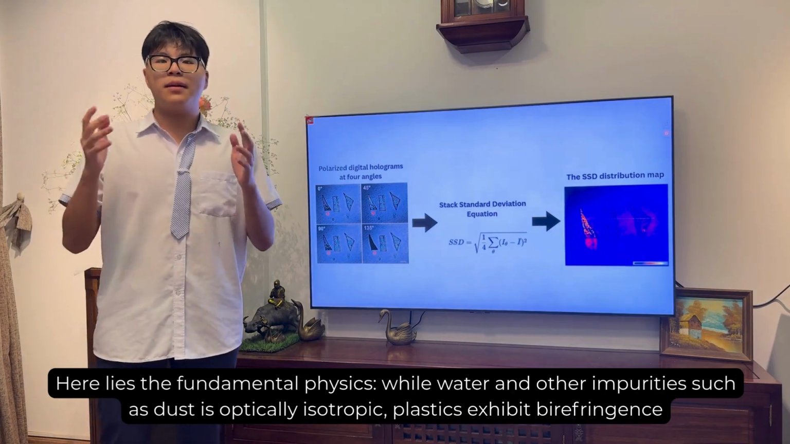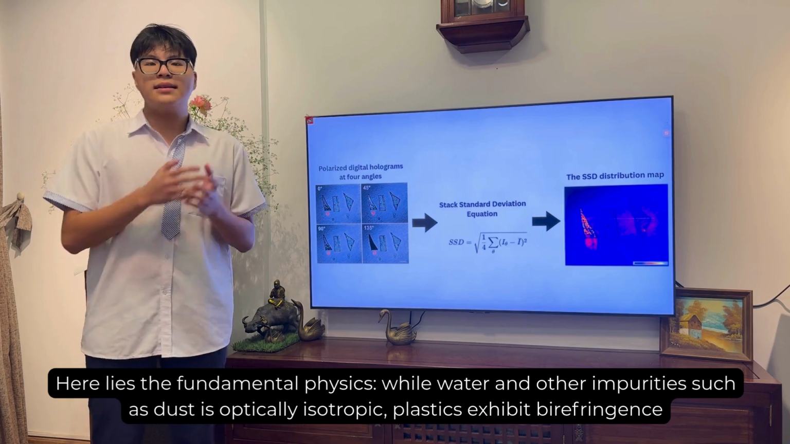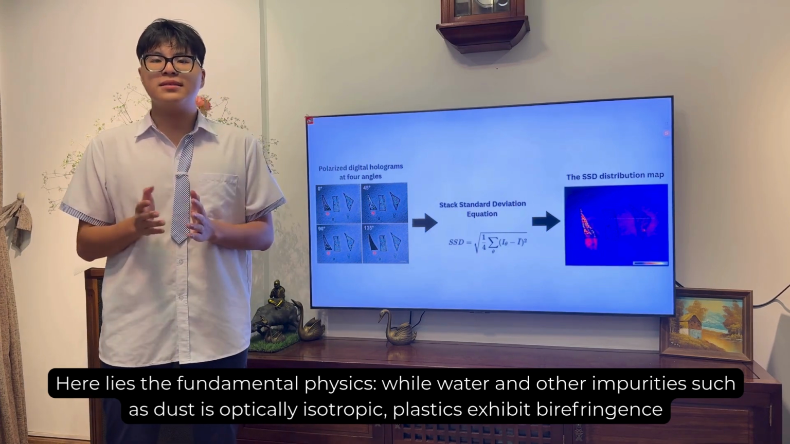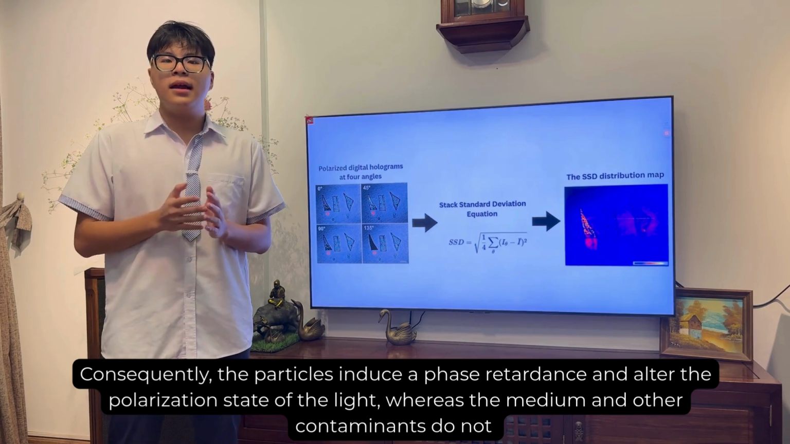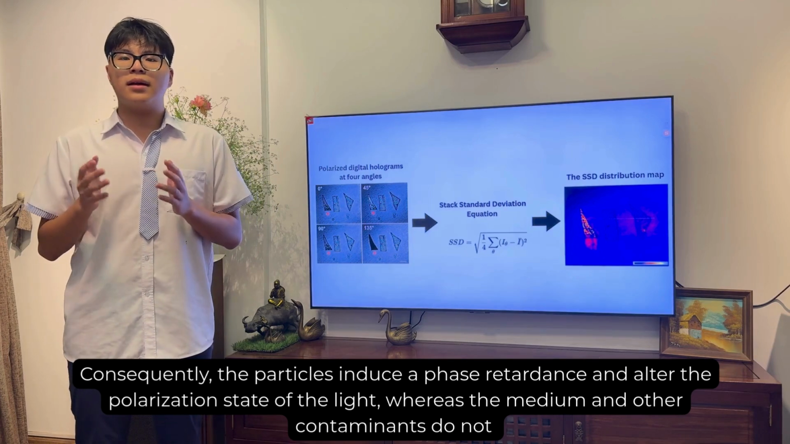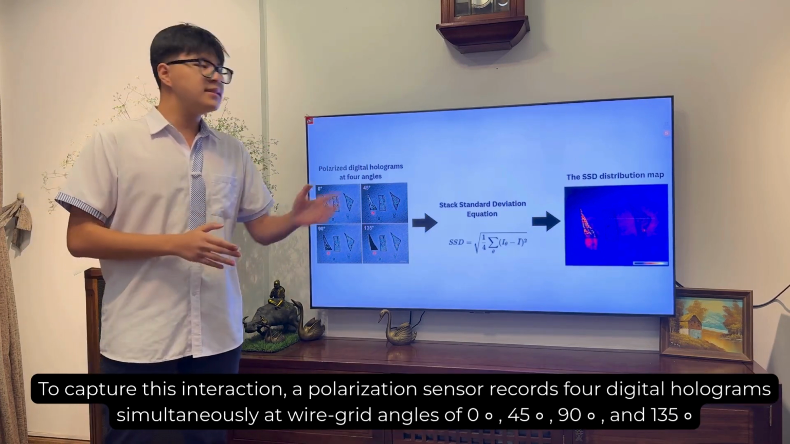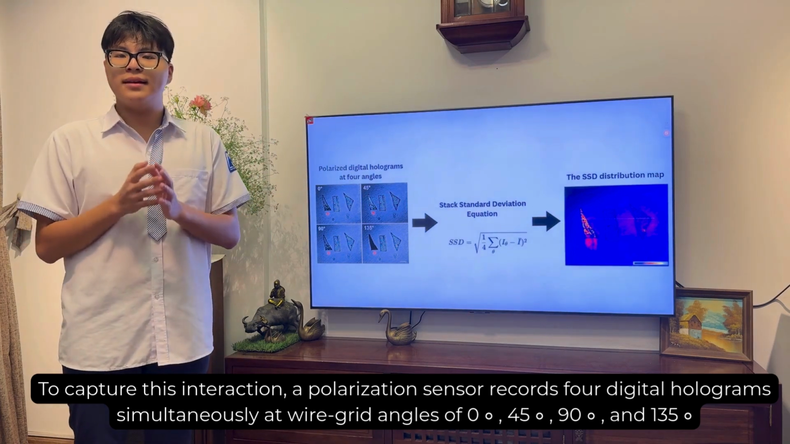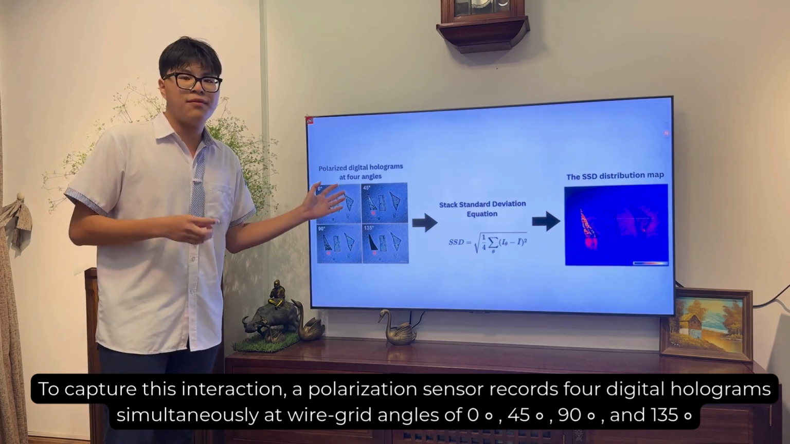Here lies the fundamental physics. While water and other impurities such as dust are optically isotropic, plastic exhibits birefringence. Consequently, the particles induce a phase retardance and alter the polarization state of the light, whereas the medium and other contaminants do not. To capture this interaction, a polarization sensor is used to record 4 digital holograms simultaneously at 0 degrees, 45 degrees, 90 degrees, and 135 degrees.